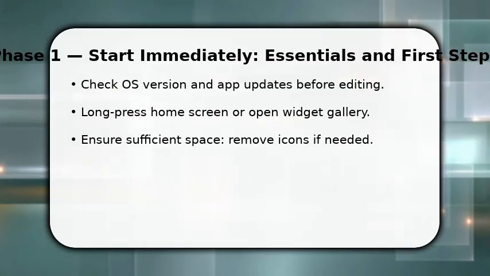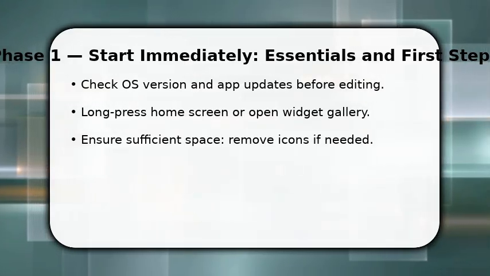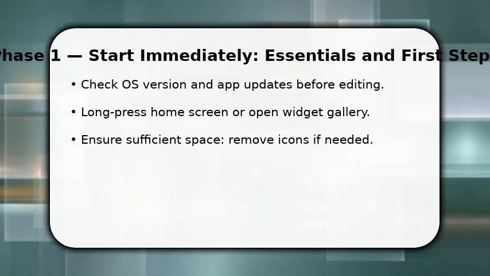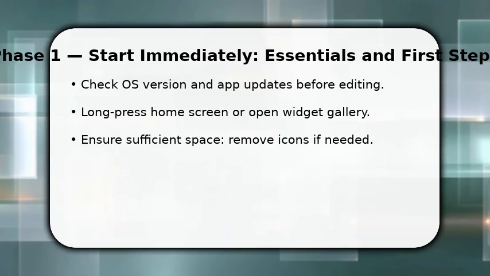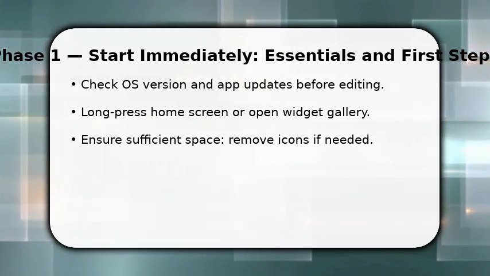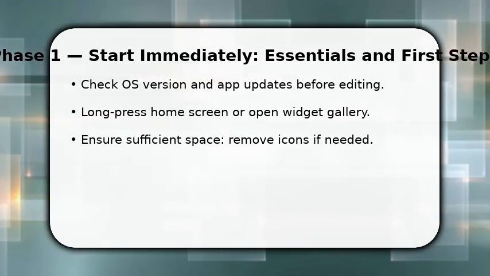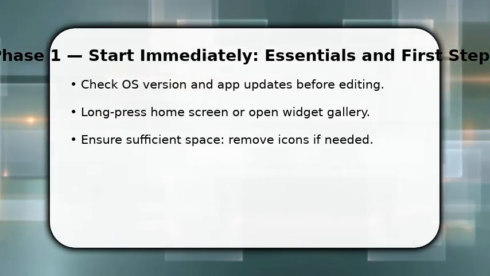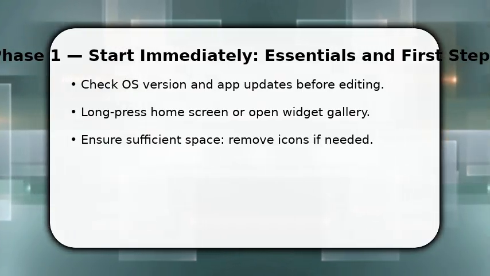You begin by confirming prerequisites. Check your OS build, update the related app, and free space on the home screen. Then, long press an empty area or open the widget gallery to start. This step exposes placement options and size handles. Once done, you'll see available widgets grouped by app. Make sure to pick the correct app and note default sizes. You're now ready to drag a widget into place and tweak its base dimensions for the next stage.